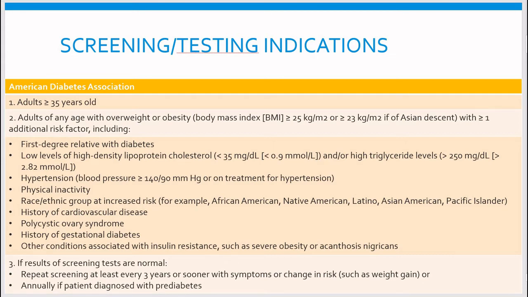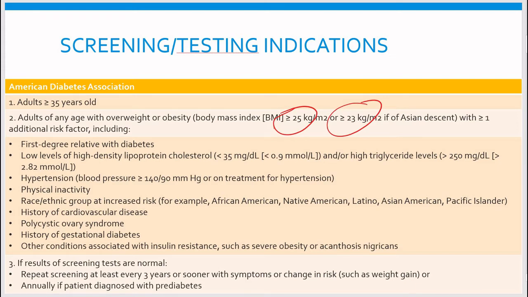Adults who are greater than or equal to 35 years old, any age adults who are overweight or obese, and their BMI is greater than or equal to 25, or 23 if they're Asian, and with one additional risk factor. So these include a first degree relative with diabetes, low HDL less than 35, or high triglycerides greater than 250, hypertension if they're on treatment, physical inactivity, which I feel most of us are, and if they're of a certain racial or ethnic group, including African American, Native American, Latino, Asian American, and Pacific Islander.